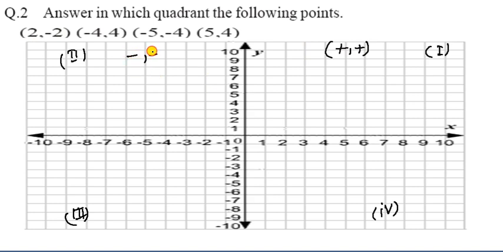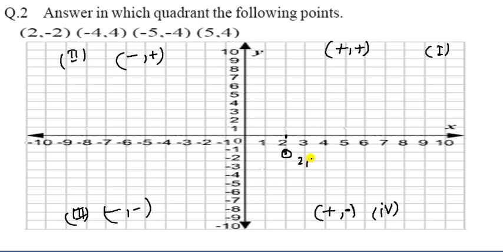So let us see the number. There is minus 2. So you can say the first one is plus plus. And it is minus plus, it will be minus minus, both minus, and it will be plus minus. Now represent 2, minus 2. Where is 2, minus 2? 2 is here and minus 2 is here.